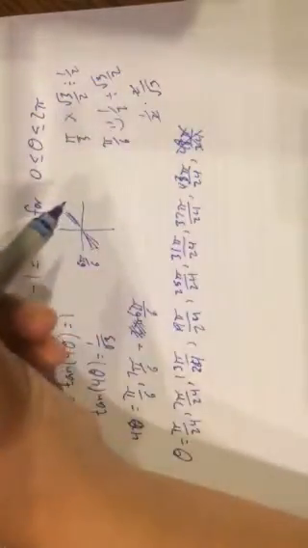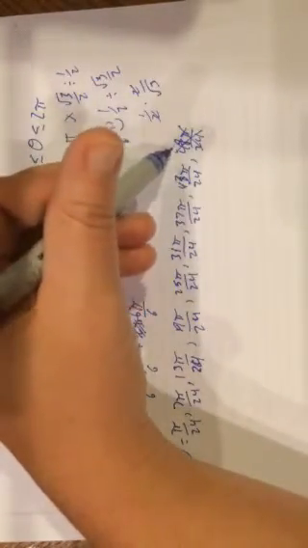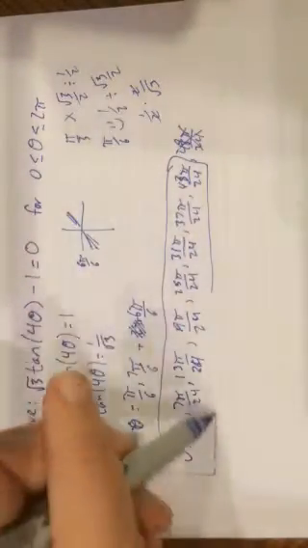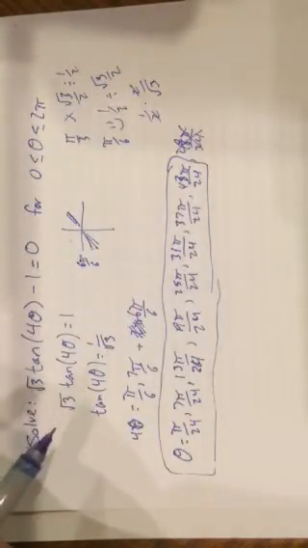So my last one is actually not even part of it. I can stop here. Once I get over 2 pi, I can stop. So these are all my thetas in that span that fit this equation.